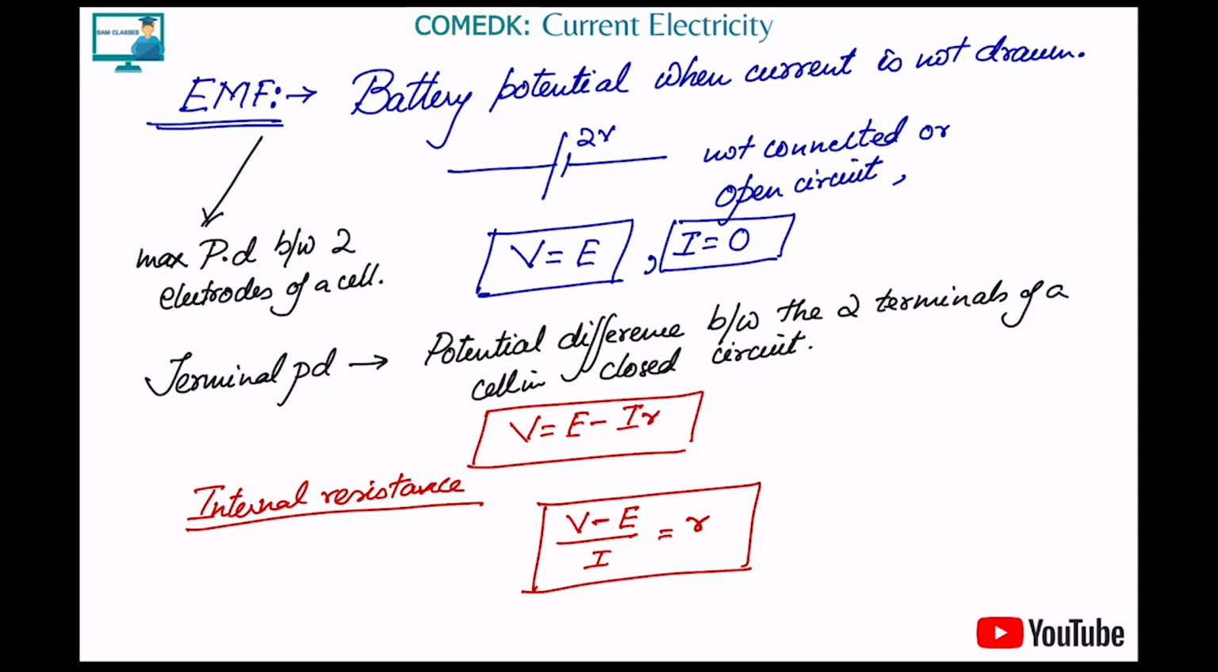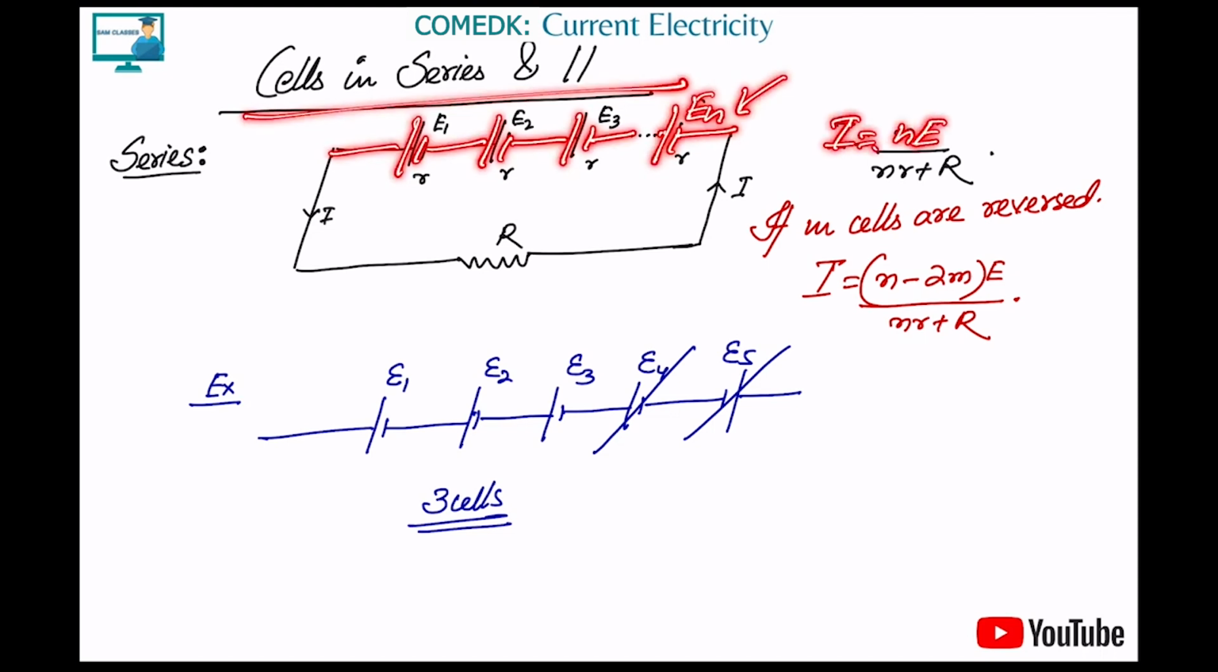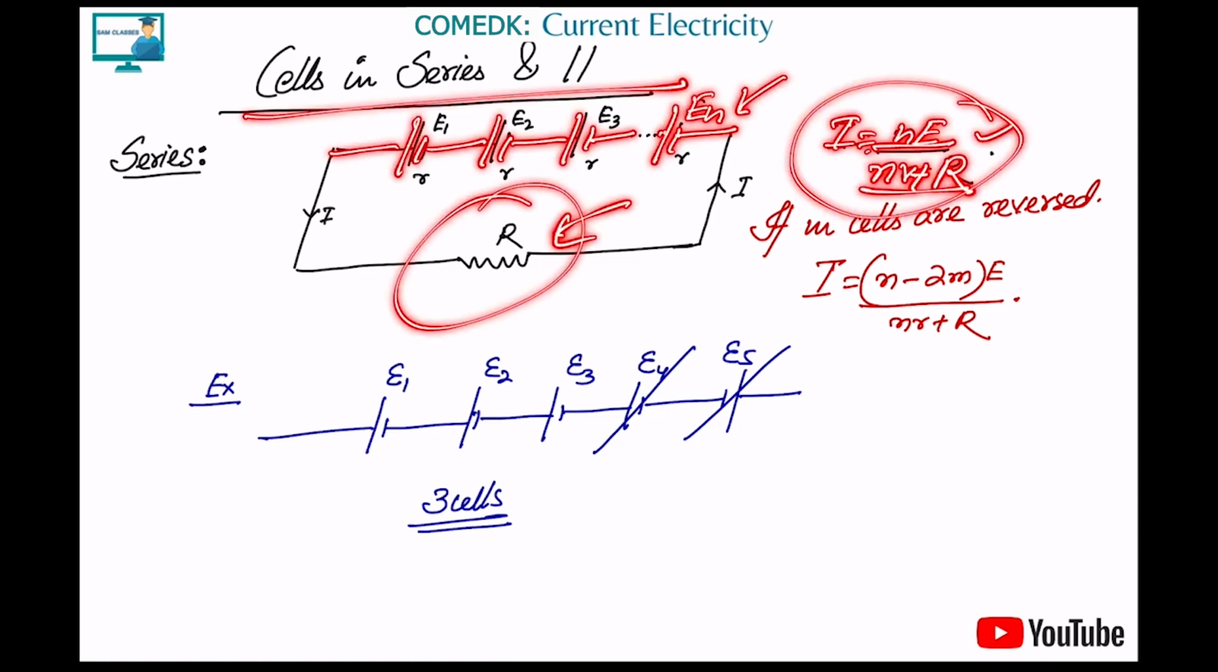Clear. Next, cells in series, very very important. Now you had one battery, and in childhood days we connected lots of batteries. If you have connected n batteries, what will be the total current? I is equal to total EMF nE by total small resistance nr plus the big resistance R, whatever the external resistance. So that's it. I is equal to nE by (nr plus R).